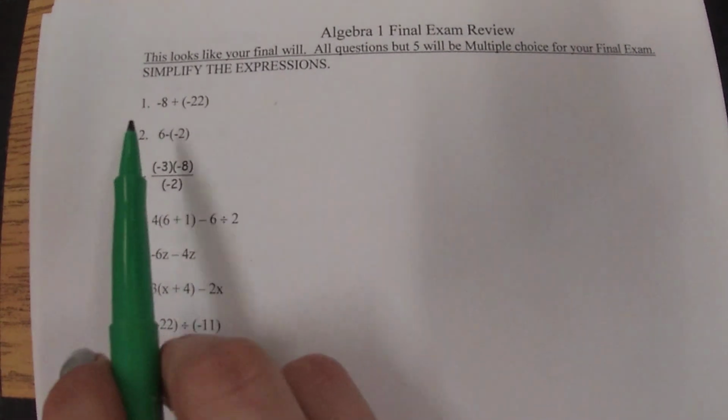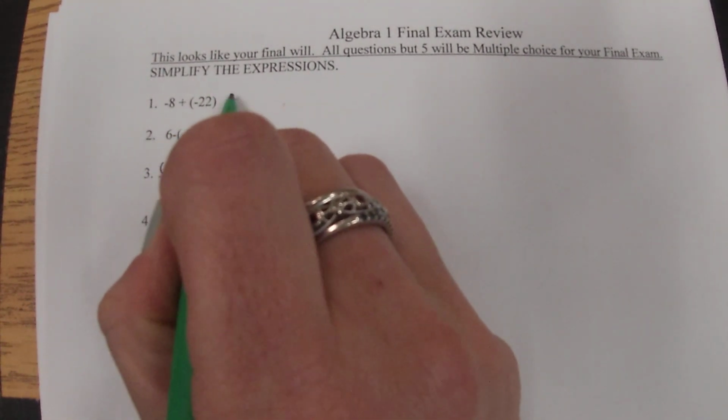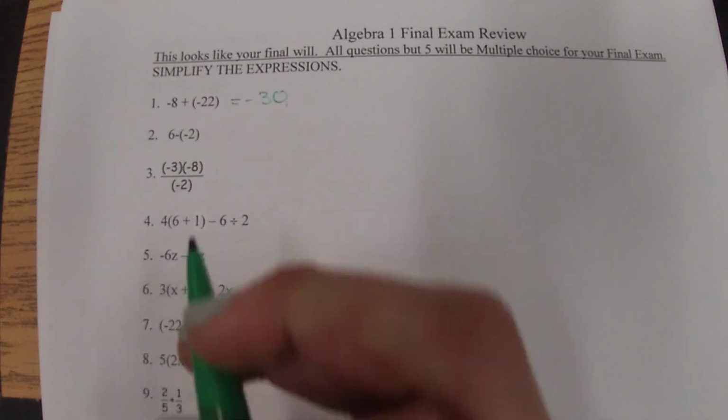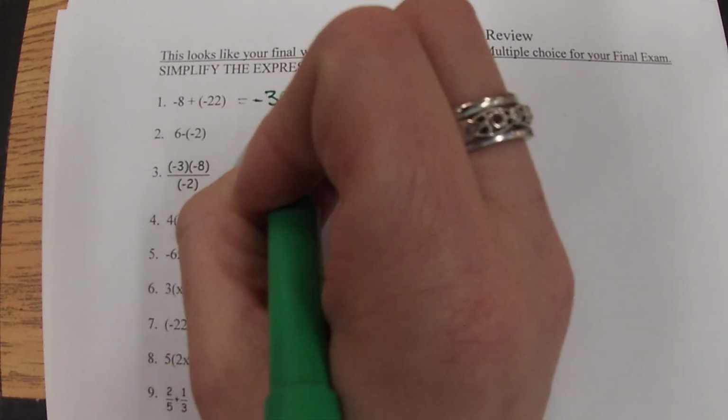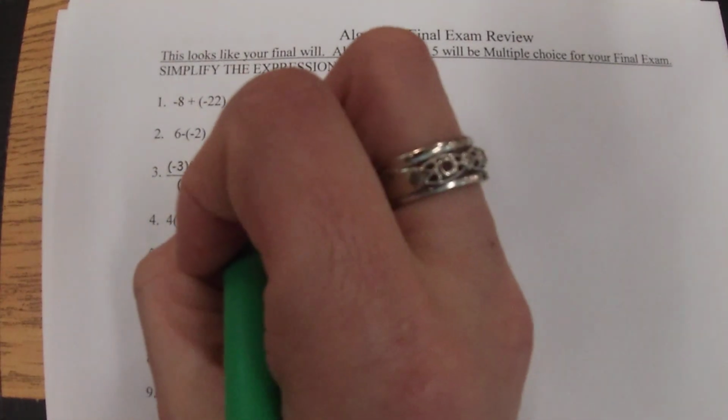So going through here at the start, we're just simplifying, right? We're getting like terms combined. So -8 plus -22 gives us a -30. You could use a calculator, okay, whatever you need to do. So 6 minus -2 gives us 8.